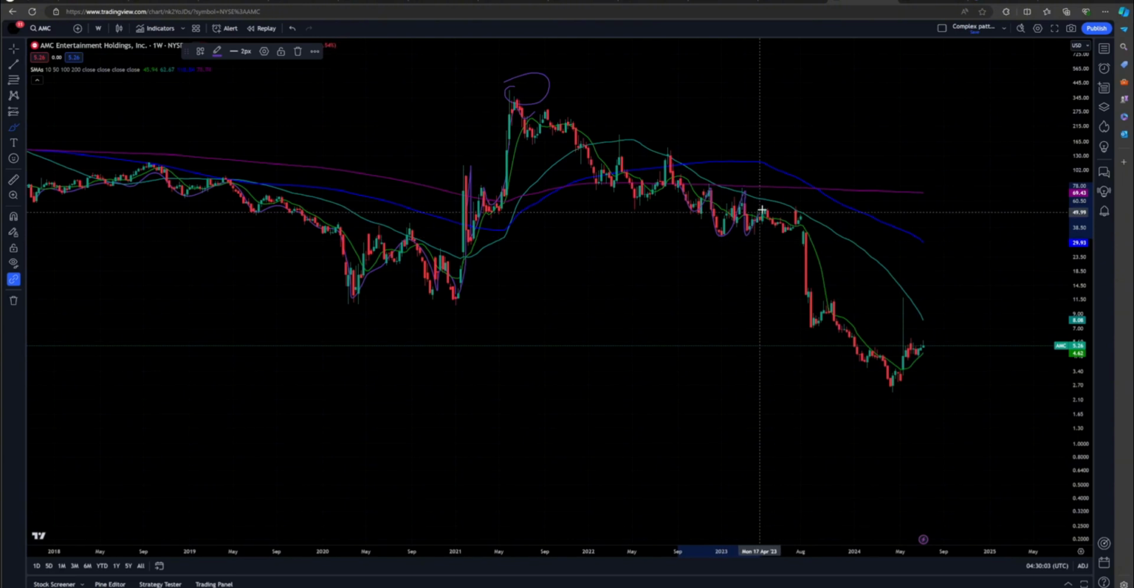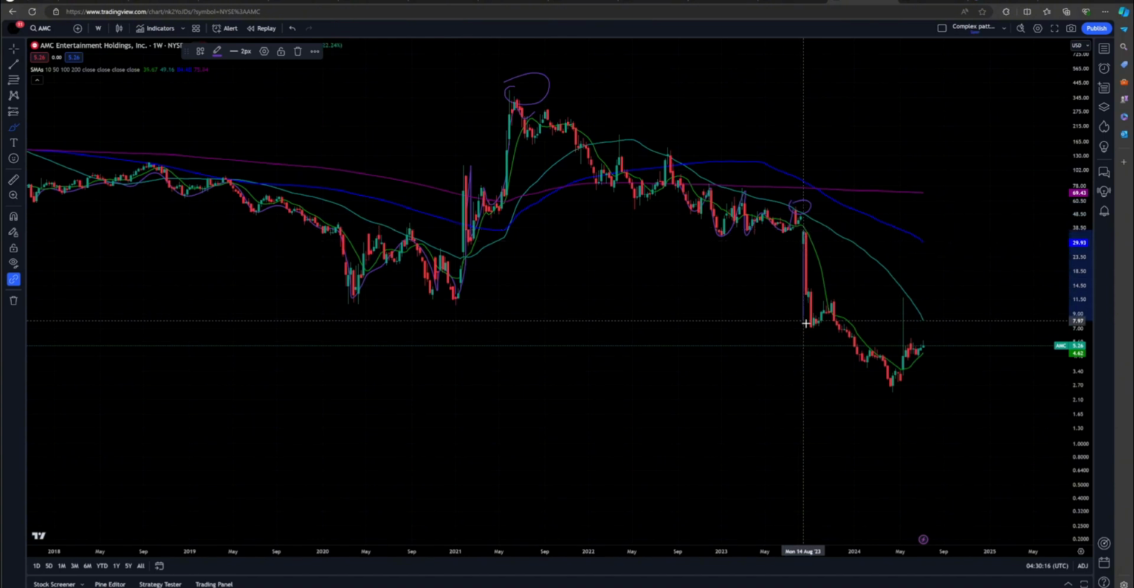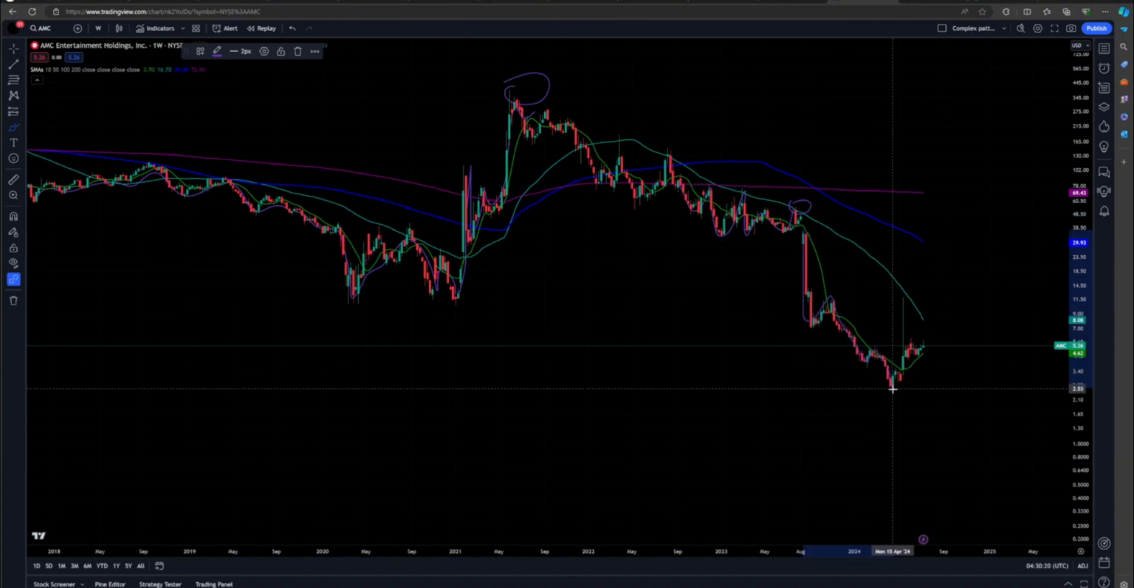Then you started using your 10 and 50 EMAs as resistance, your final nail in the coffin. You get rejected, you gap below your 10 SMA, and use it as resistance all the way down to the bottom that we found in April.